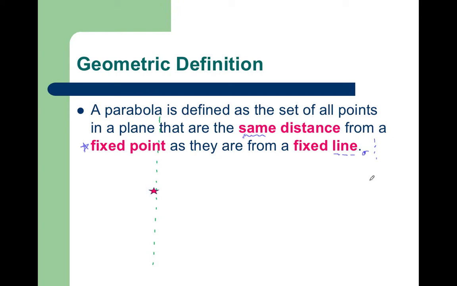There's my fixed point. It's a star, and that fixed point is called a focal point. Yes, like the focal points of an ellipse, but an ellipse has 2 focal points. Remember, a circle really does have 2, they're just on top of the center. But a parabola only has 1 focal point. My fixed line is horizontal for the first example. That fixed line is called a directrix. And again, for my example, my directrix is horizontal.